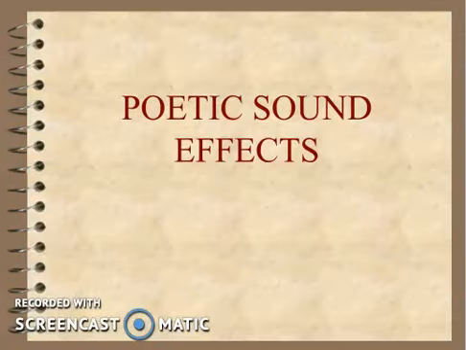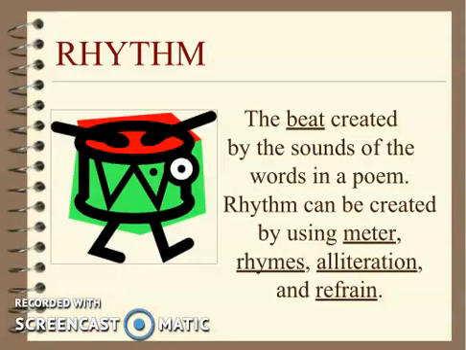Next, we're going to talk about the sound effects that are used in poetry. The first term is rhythm. Rhythm is the beat created by the sounds of the words in a poem. Rhythm can be created by using meter, rhymes, alliteration, and refrain. When you think about music that you like, think about the rhythm that is created by the instruments.